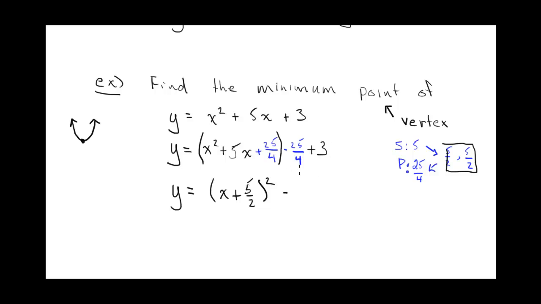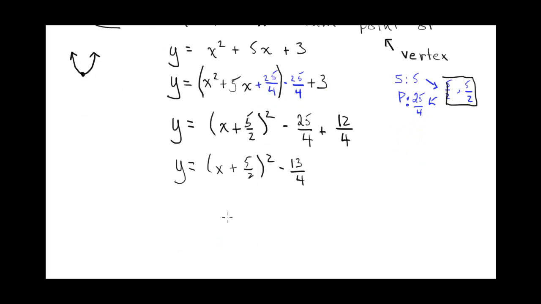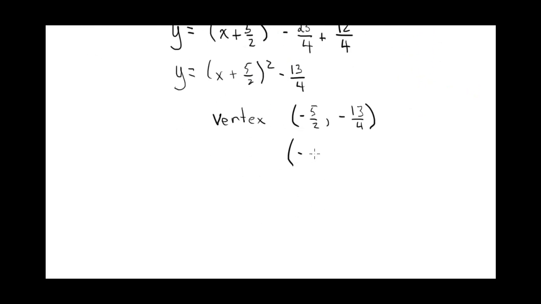And then now adding these terms, a little bit more work because you have to get a common denominator. In this case, the common denominator would be 4. You multiply 3 times 4 to get 12, and just add the numerators here. So x plus 5 over 2 squared minus 13 over 4, because negative 25 plus 12 is negative 13. So the vertex is, just read it off, negative 5 over 2, but remember, always sort of the opposite sign there, and negative 13 over 4. You might want to write that as a decimal, so some people would write negative 2.5 and negative, what is this, 3.25.